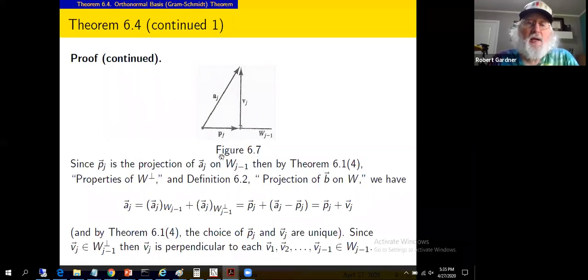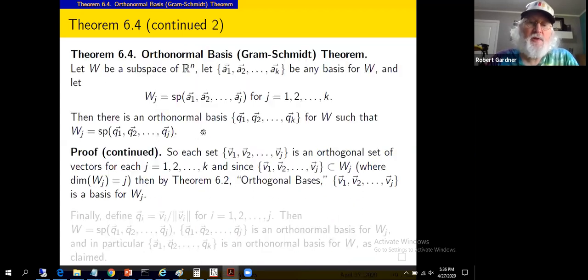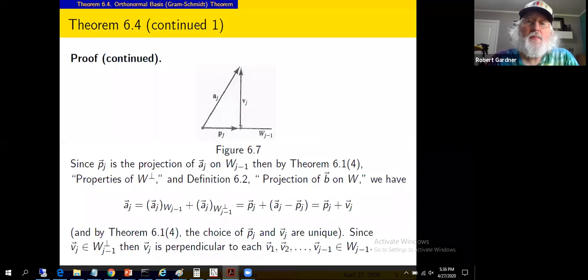We know P sub j, it's a projection. We know A sub j, it was given. So we can find V sub j simply by subtracting. We'll take A sub j, subtract P sub j off. You're left with V sub j. Hey, it's a triangle. Whoops, I touched something. Triangle rule of addition. P sub j plus V sub j equals A sub j, or parallelogram law of addition. So we've got the summation, P sub j plus V sub j equals A sub j, or rearranging it, A sub j minus P sub j equals V sub j.